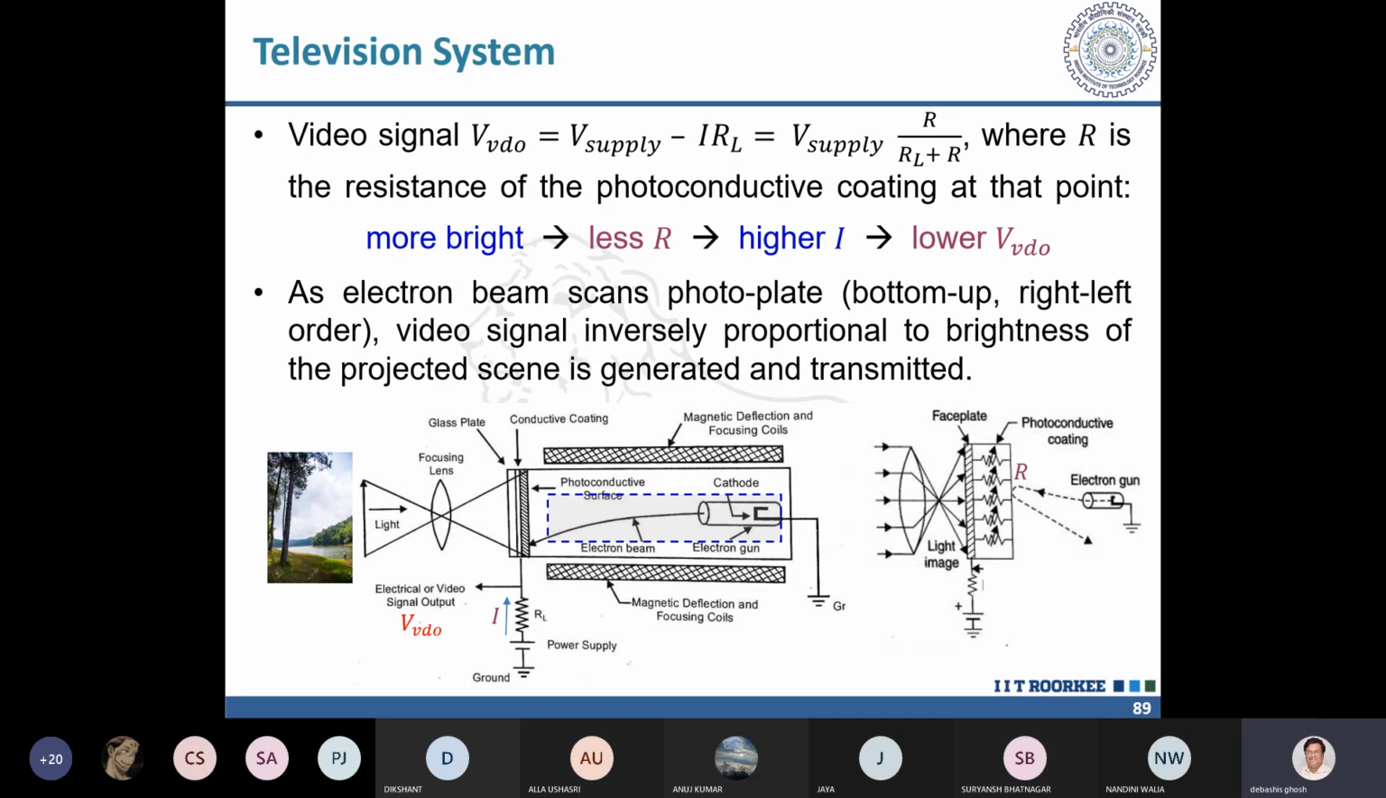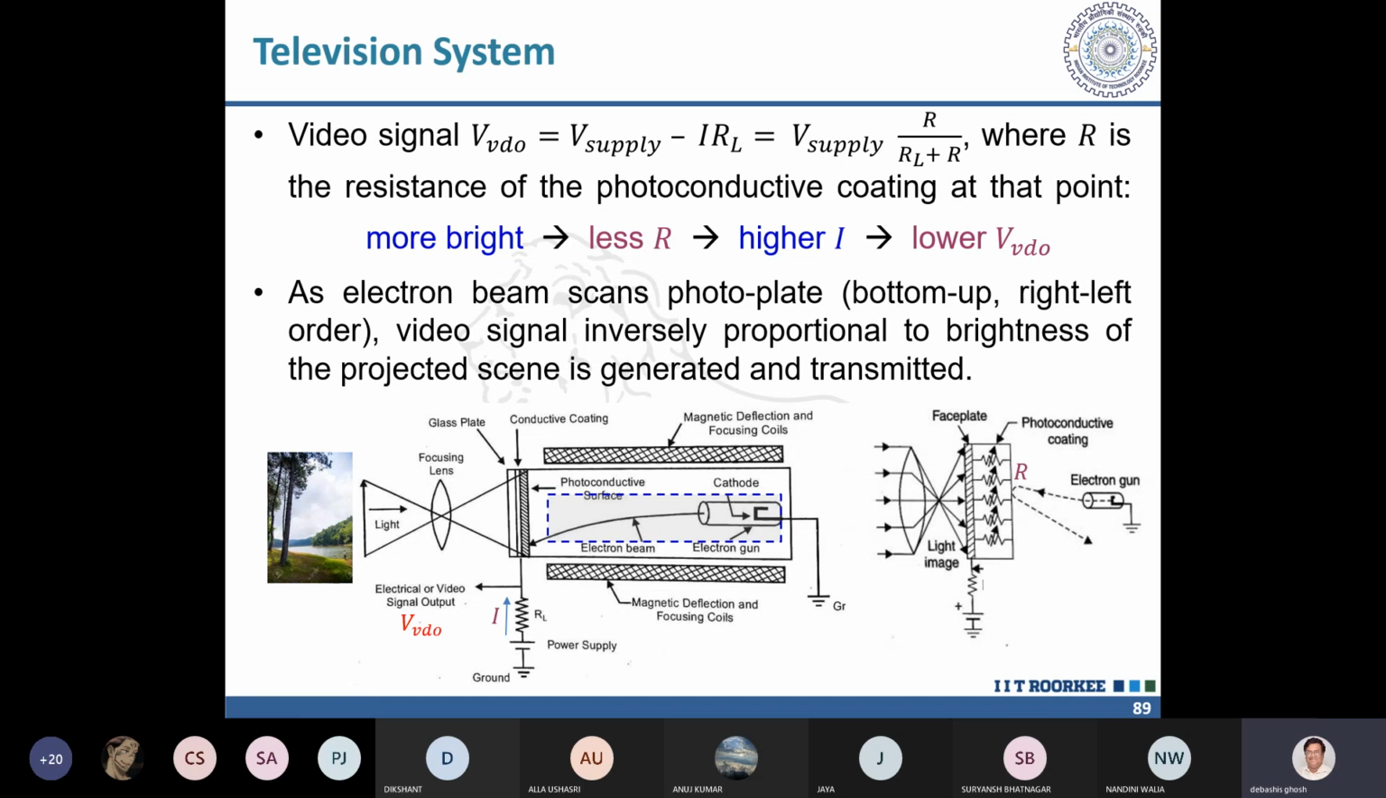Okay, and at any point of time where the electron beam is falling, depending on the resistance of the conductive coating at that point, and that resistance depends on the amount of light falling at that point, your V video will be equal to this. This is how you will be getting the relation. So this is what we are getting. So it is a simple modeling we are doing.